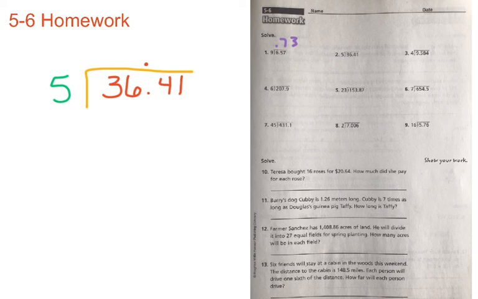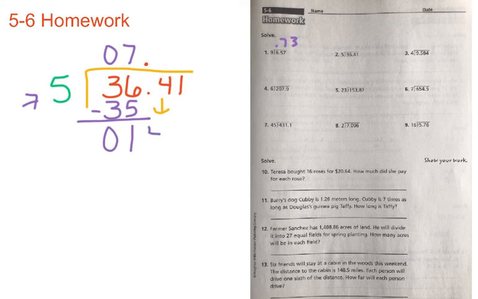5 cannot go into 3 because it is larger. 5 can go into 36 because 5 times 7 is equal to 35. And now I can write my 35 and then subtract. 6 minus 5 is equal to 1. 3 minus 3 is equal to 0. I can see that my remainder of 1 is less than my divisor of 5, so I'm good to go. I can go ahead and bring down my next number, which is my 4.